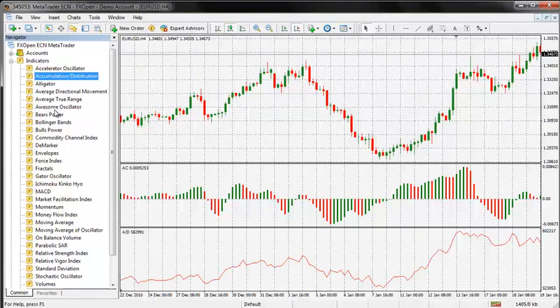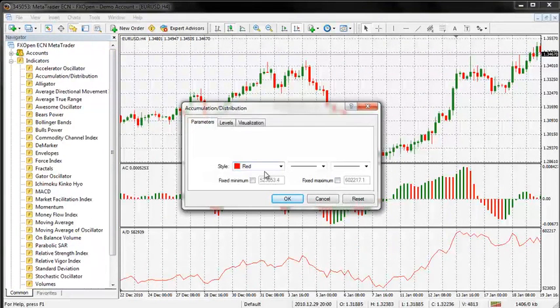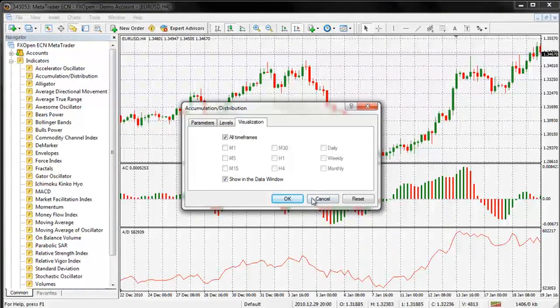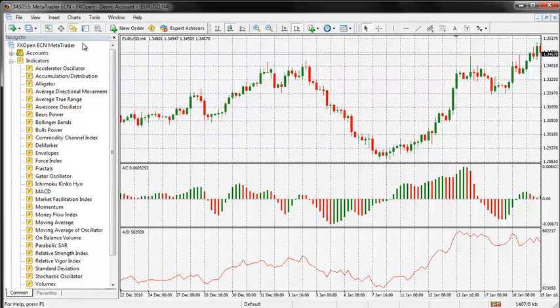And the next one you want to put on there is the accumulation distribution. This will give you basically just a red single line. Levels and visualization is all just fine.